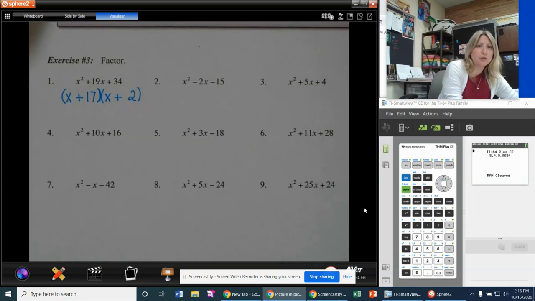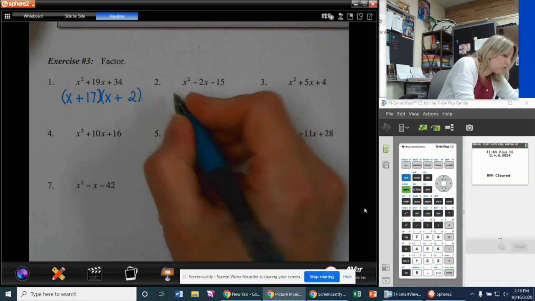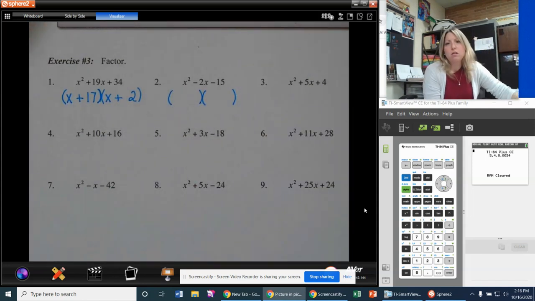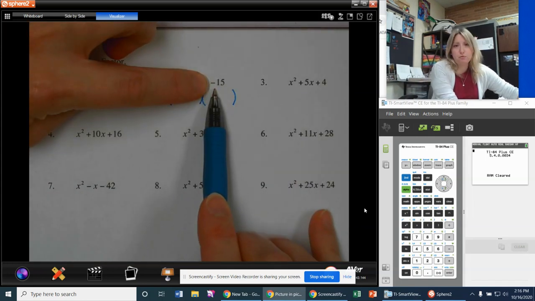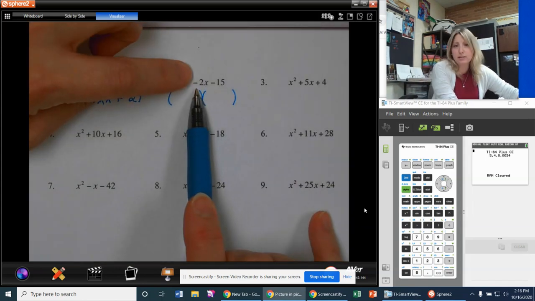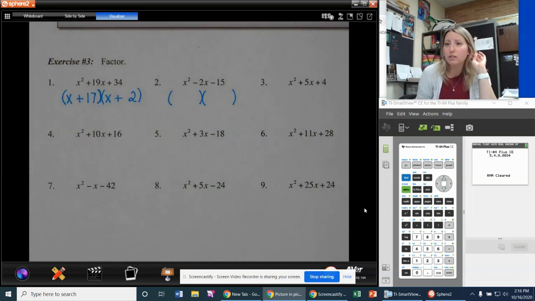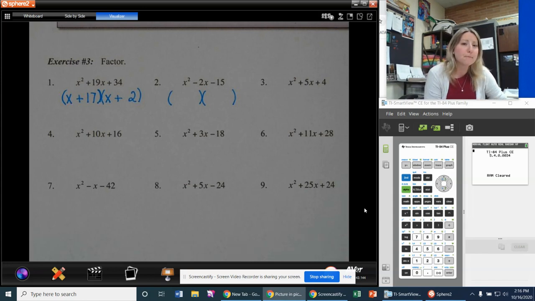What multiplies together to give me 15 and subtracts to give me 2 in the middle? Wait, why did I say subtracts? If your end term is negative, you are subtracting to get the middle. And the bigger factor of your two factors will have the same sign as the middle. Okay. 1 times 15, so 15 minus 1 is 14. Well, that's not my middle number. 3 times 5 is 15. And 5 minus 3 is 2.